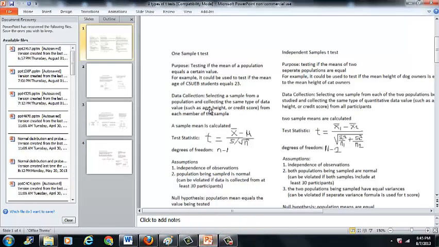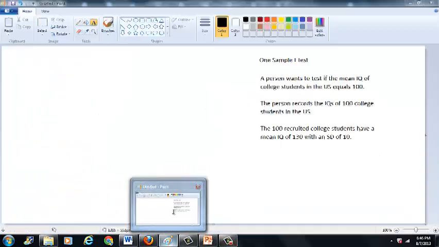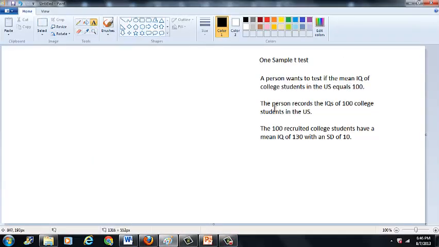Let's look at what the data collection of a one-sample t-test involves. It involves selecting a sample from the population that you're interested in and collecting a data value from each member of the sample. And also, it involves calculating the mean of your sample. So this person, in my example, has recorded the IQs of a sample of 100 recruited college students, and those 100 recruited college students who provided their IQ scores had a mean IQ of 130 with a standard deviation of 10.